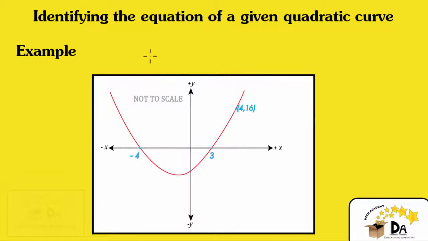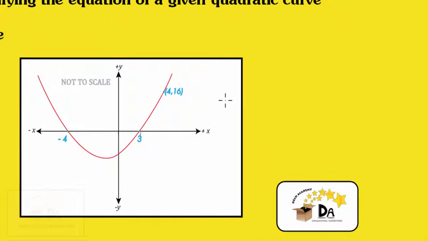So here we have an example. We're given a quadratic curve. We're given its roots. As you can see, the x-coordinates of its points of intersection with the x-axis are given: 3 and minus 4. And here we're also given a point on that curve. The coordinate of this point is 4, 16. The x-coordinate is 4, the y-coordinate is 16. So my question now is, what is the equation of this curve?